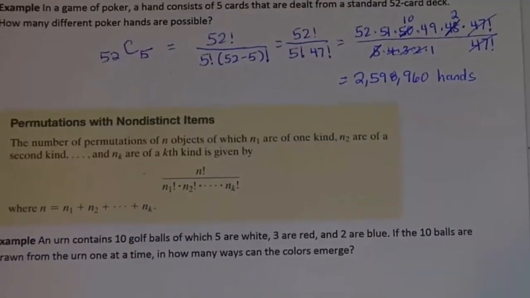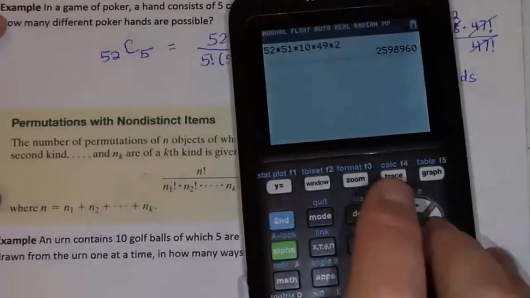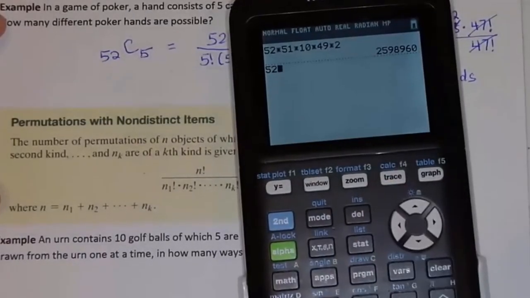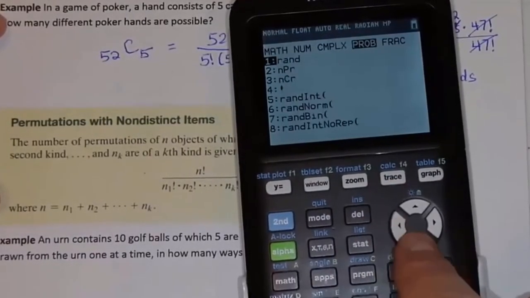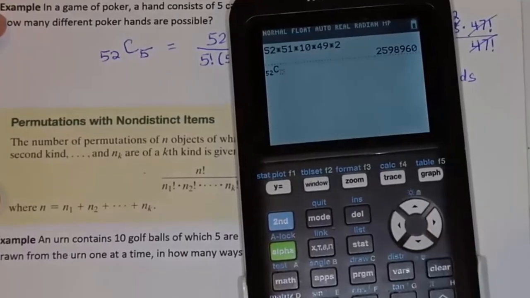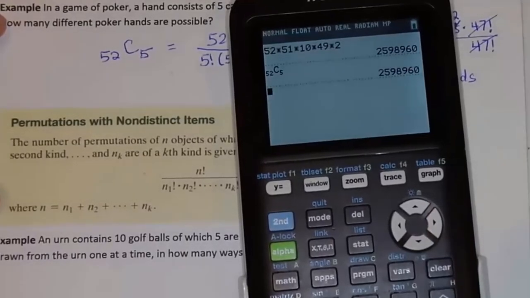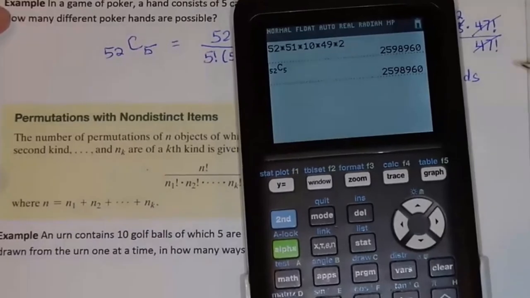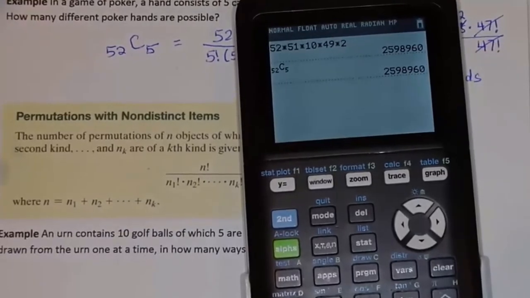So there are 2,598,960 different poker hands that can be dealt from a deck of cards. We could have also used our calculator. We could have typed 52, math, probability, combination, choose 5, and that gives me the same answer. I would really recommend doing it the second way, but I want you to understand the arithmetic that's going on as well.